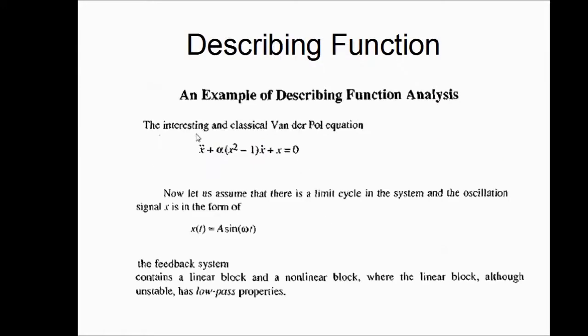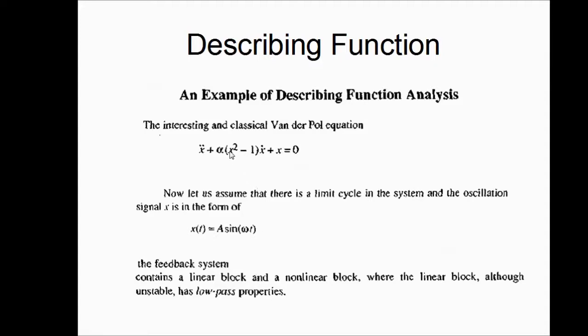Describing function analysis. We start with the van der Pol oscillator, which is this differential equation. We assume that this equation has a limit cycle oscillation, and this oscillation signal is sinusoidal, a sin omega t type. The feedback system we build for this nonlinear system has a linear block. Even though it's unstable, we assume that it has low pass properties.